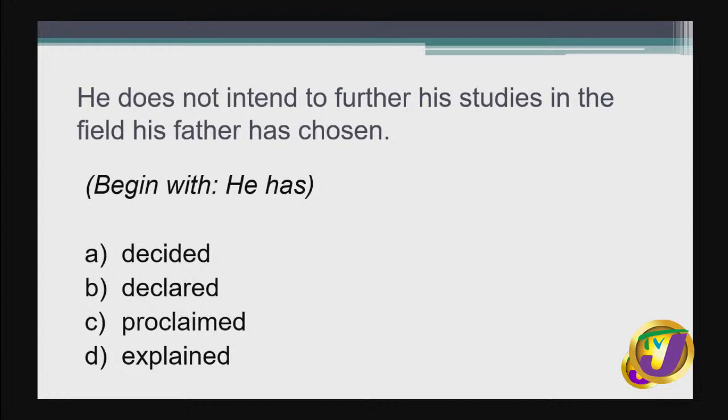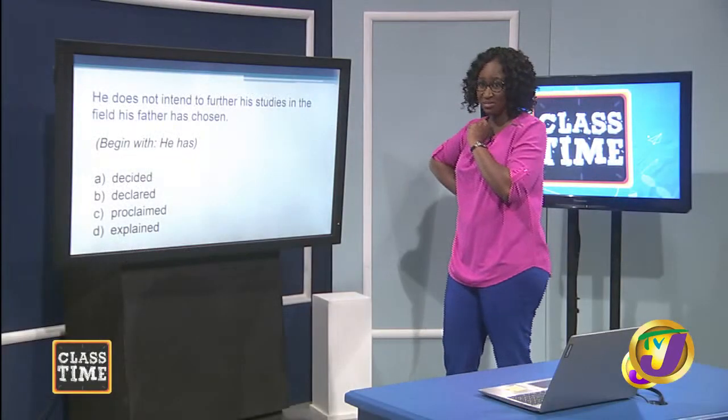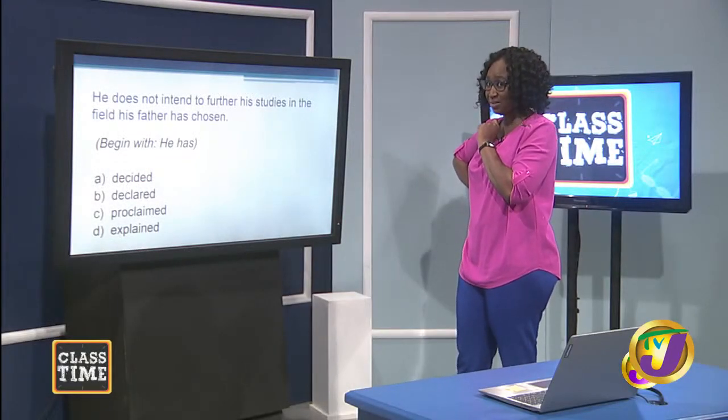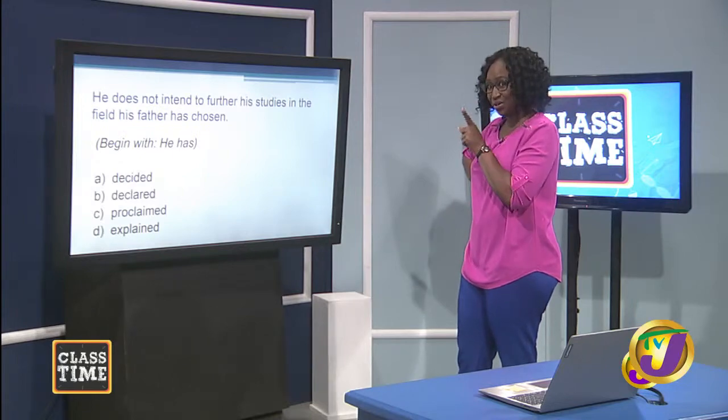What we're going to do now? Because you had a negative to start the original one, and now it seems that you're going to start with a positive. So he does not intend to further his studies. And now you have to start with "he has." He has what? He has done what now? What did him do? Because this sounds like somebody going to get a proper beating soon. All right, you ready now? What has he done?